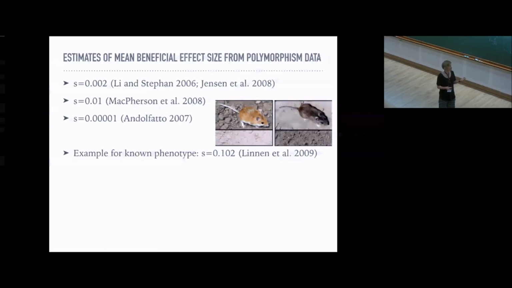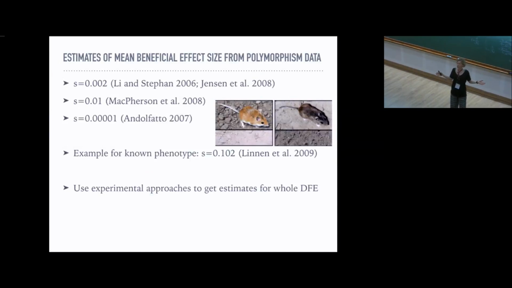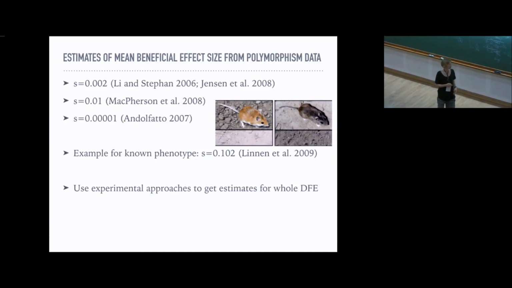Then we have some direct estimates, like in another mouse example here. These are little deer mice, and there they put these models, and they saw that the selection coefficient of this known phenotype was on the order of 10%. But still, that doesn't give us any idea of what effects new mutations would generally have. So the great thing is that nowadays we can use different types of experimental approaches in order to get a full shape of the distribution of fitness effects.